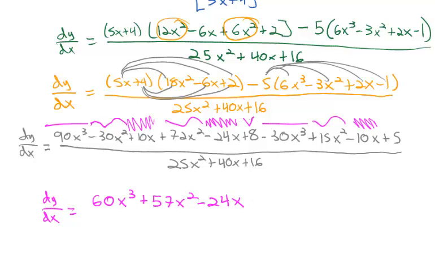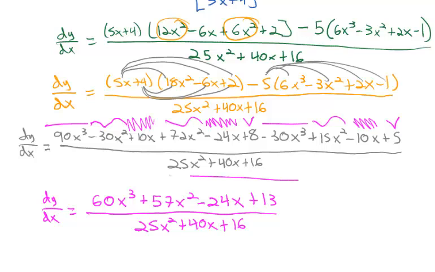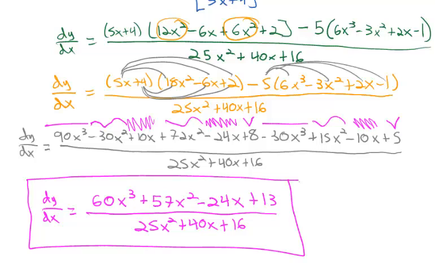And then finally an 8 plus 5 is 13 over the denominator 25x squared plus 40x plus 16. We have successfully used the quotient rule and the product rule together to get our final answer.